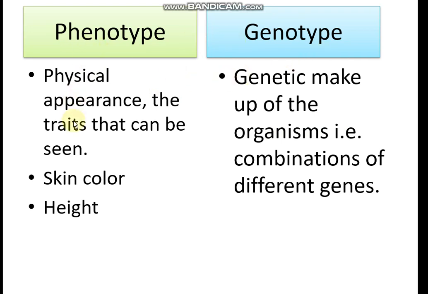Phenotype is the physical appearance, the characteristics which are visible, which are observable, like your hair color, like your skin color, like your height, like your eye color. Then we have the genetic makeup of the organism, which is called genotype. It is the combination of different genes.